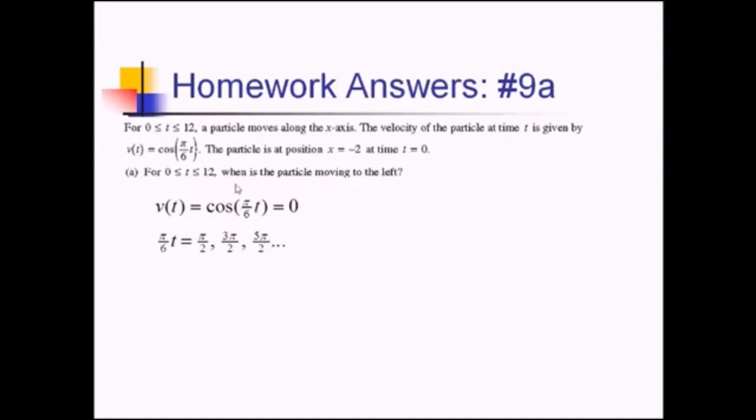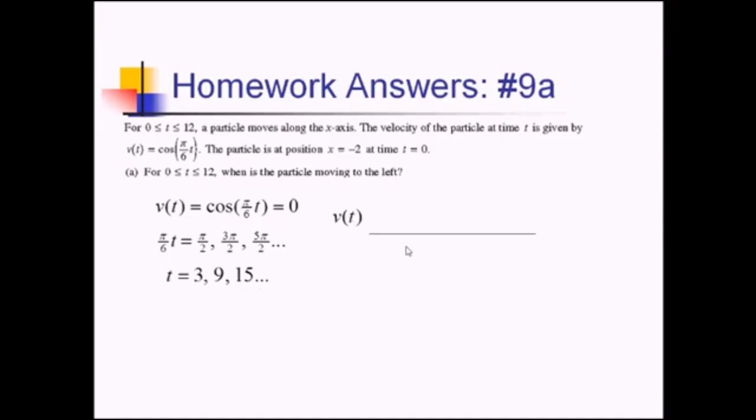And when I get rid of the cosine, I've still got this pi over 6 t that was left inside. So now to actually solve for t, I need to multiply by 6 over pi. So I'm essentially going to cancel out all these pi's here and multiply all the numerators by 6. So I've got 6 over 2, which is 3. This is going to be 18 over 2, which is 9. And then 30 over 2, which is 15, and so on and so forth. So the only ones I really care about are this 3 and this 9 because those are on the interval from 0 to 12. Let me do some sign analysis now.